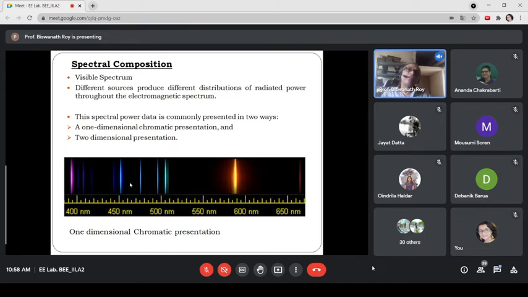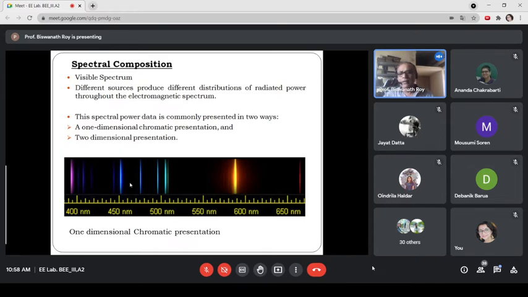Light is actually an information carrier. When you look at the outside world, we are getting some information, and that is carried by reflected light. Light is actually an information carrier.